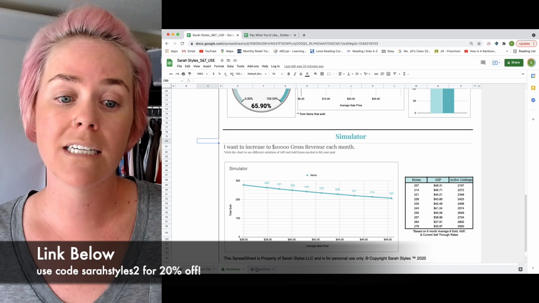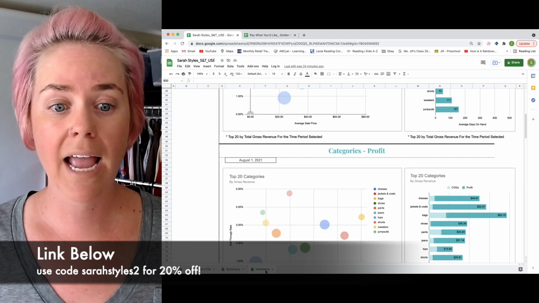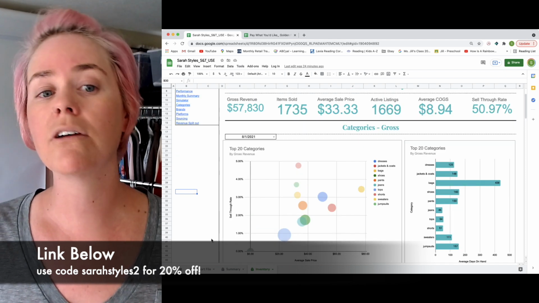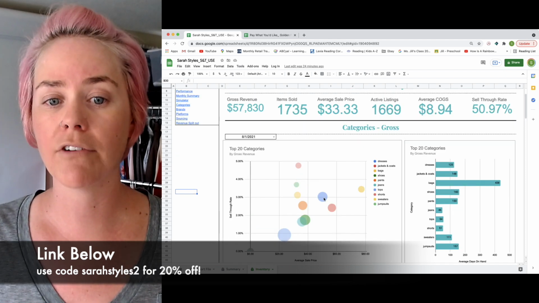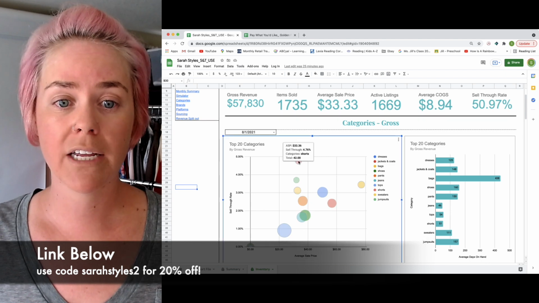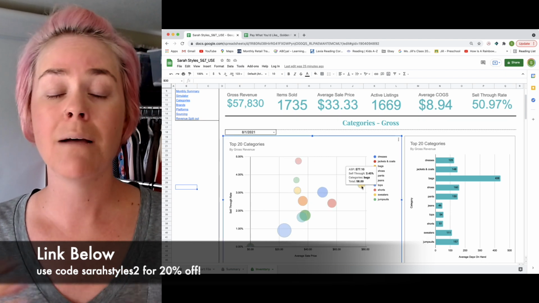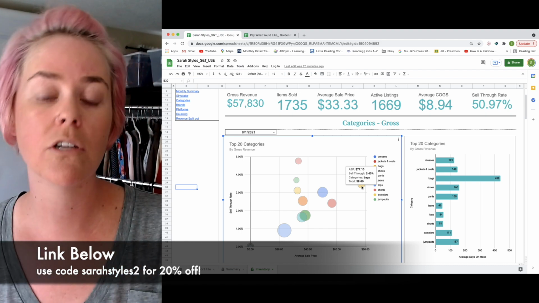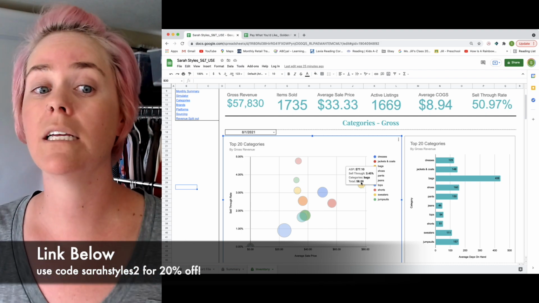And then you can dig even deeper into your inventory and say, hey, I am going to work on increasing my average sale price. What categories are really giving me those high average sale prices? I'm going to come over here and look and say, hey, bags. My average sale price is $77 for bags. If I want to increase that gross revenue, I'm focusing on bags.